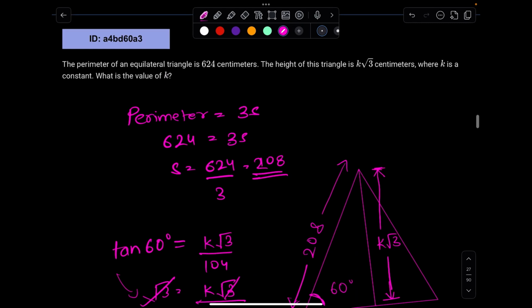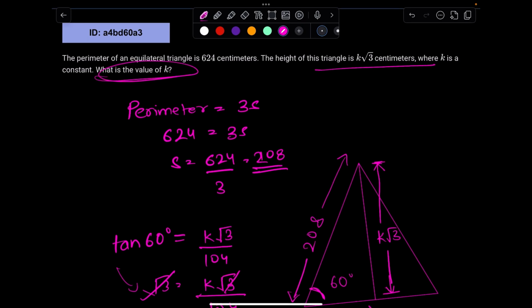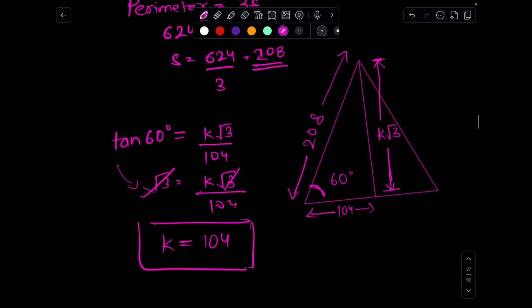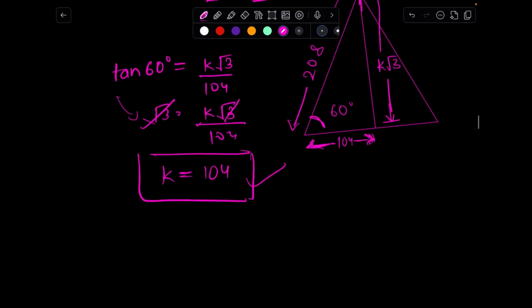The perimeter of an equilateral triangle is 624. The height of this triangle is k root 3. K is a constant. What is the value of k? The perimeter of any equilateral triangle is 3s, so the length of one side is going to be 208. And the length of half of the side is going to be 104. We are going to use trigonometry. Tan 60 is equal to k root 3 by 104. Dividing by root 3, we get k is equal to 104.